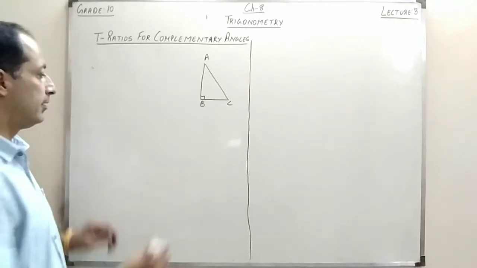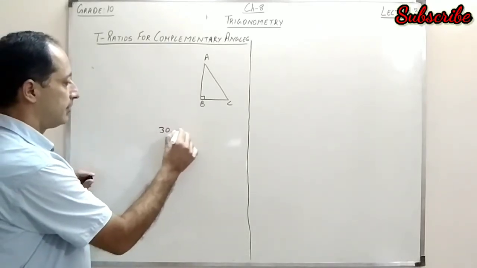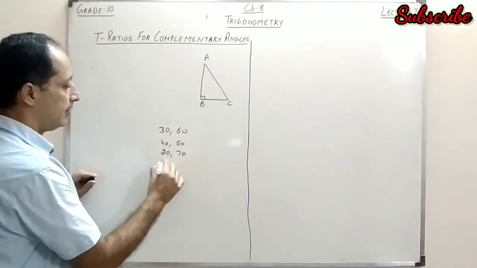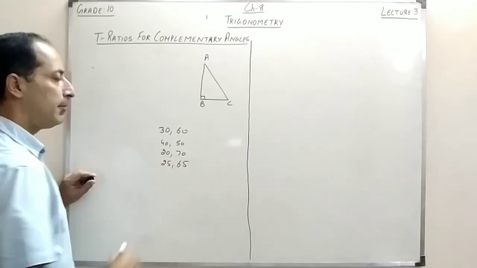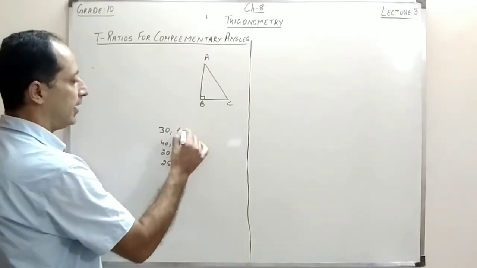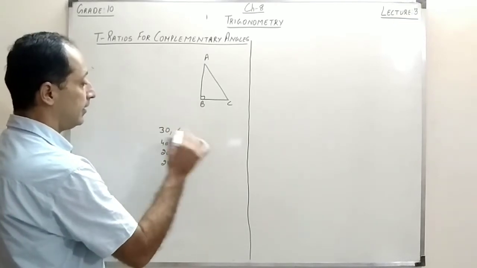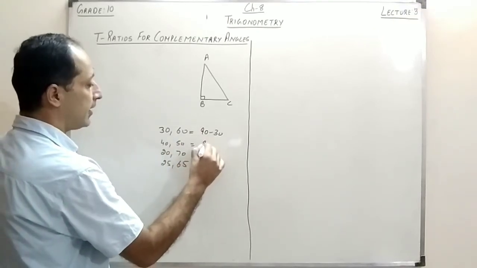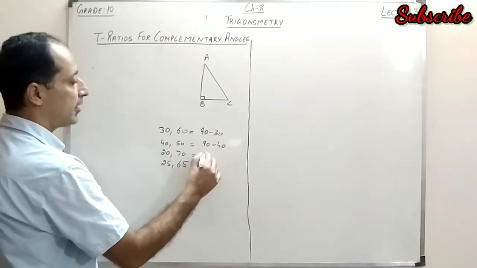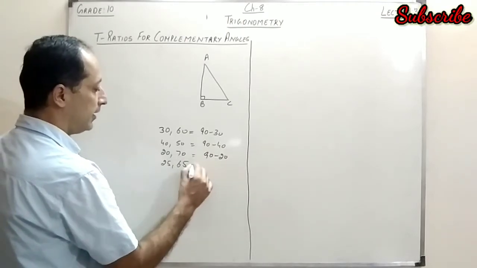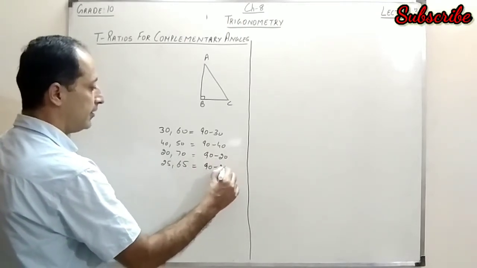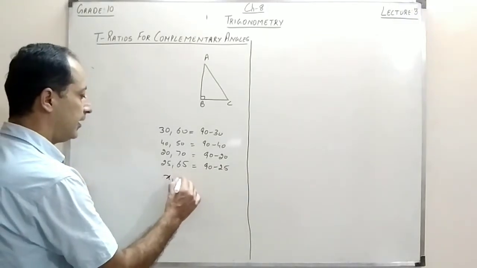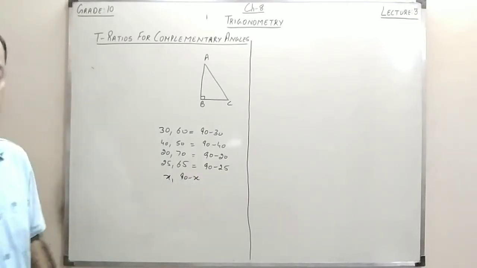So we can have a pair, we can have 30 and 60, we can have 40 and 50, we can have 20 and 70, 25 and 65. It means if one of the angles is 30 degrees, the other angle can be written as 90 minus 30. This is 40, this can be written as 90 minus 40. This is 20, this can be written as 90 minus 20. Similarly, this can be written as 90 minus 25. So if one angle is x, the other would be 90 minus x, right?